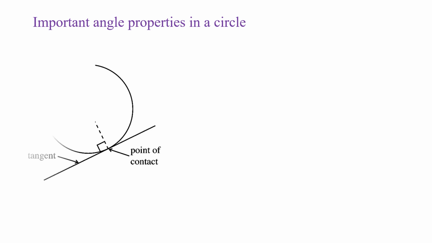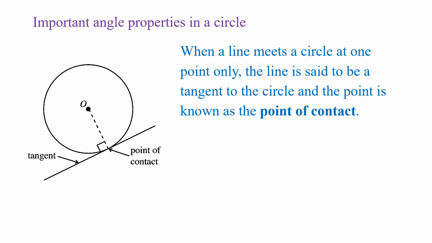Right, let's look at some important angle properties that we need to take note of when you revise this chapter. When a line meets a circle at one point only, then the particular line is called a tangent to the circle, and the point of contact is the intersection point of the circle with your tangent line. Sometimes the question will require you to find this point of contact. If you look at the diagram carefully, you will see that the radius and your tangent line are perpendicular to each other.